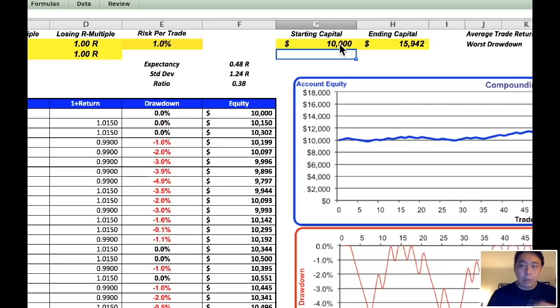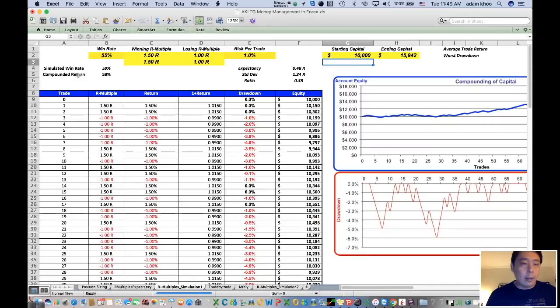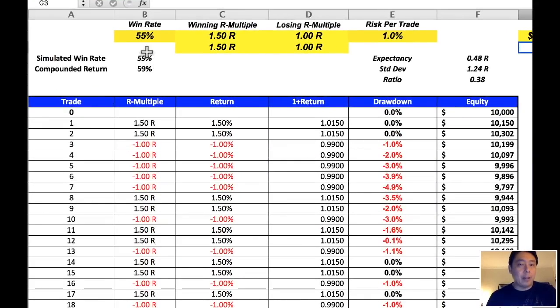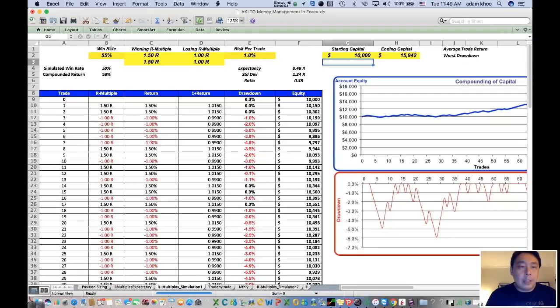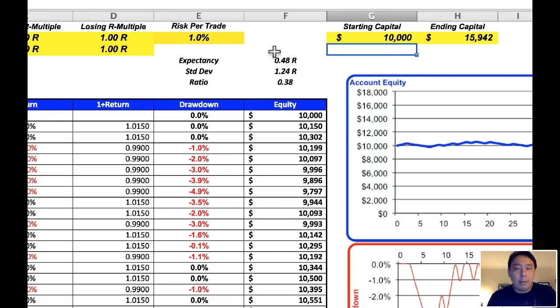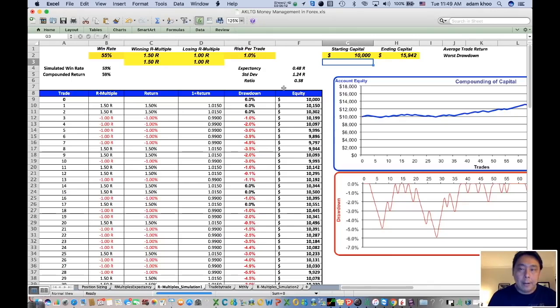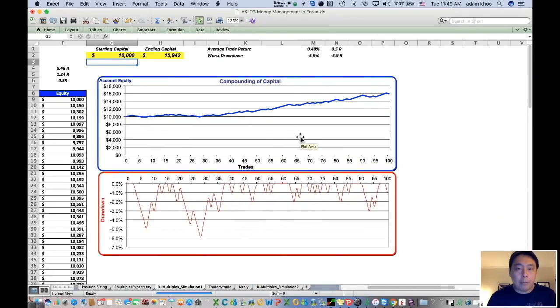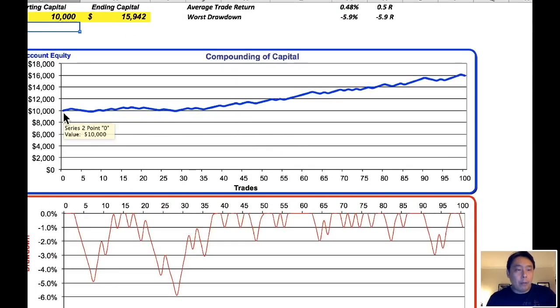Okay, so in this case, the win rate goes up to 59% for that 100 trades. Your compounded return is 59%. Money goes up 59% in 100 trades, which again is about 4 months. And you can see that based on this, your expected profit per trade is 0.48 R, your standard deviation, and so on and so forth. And you can see how your capital compounds from $10,000 to, in this case, $15,000.